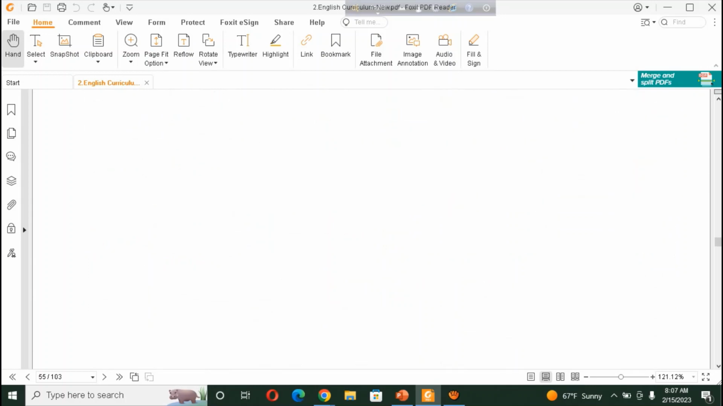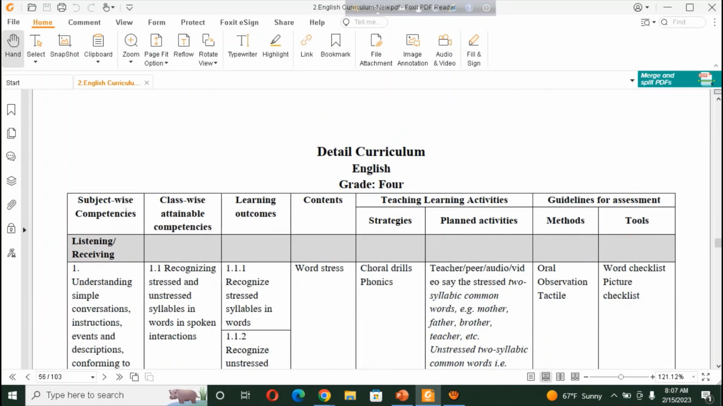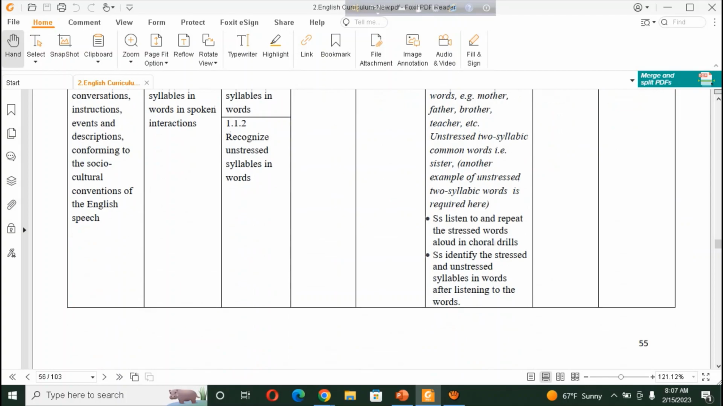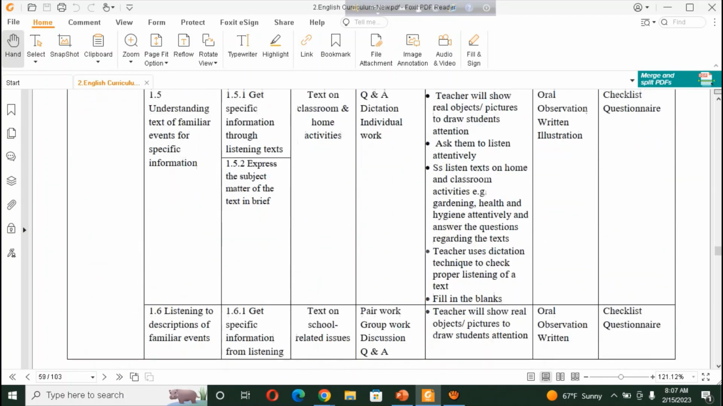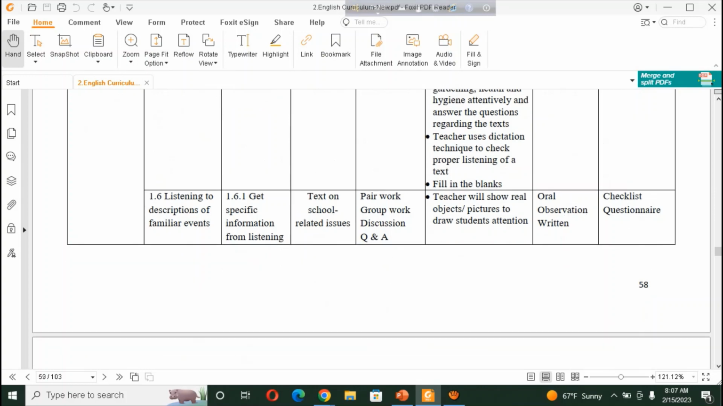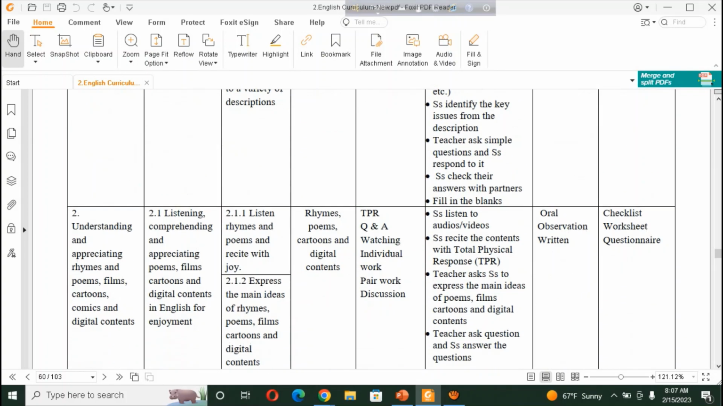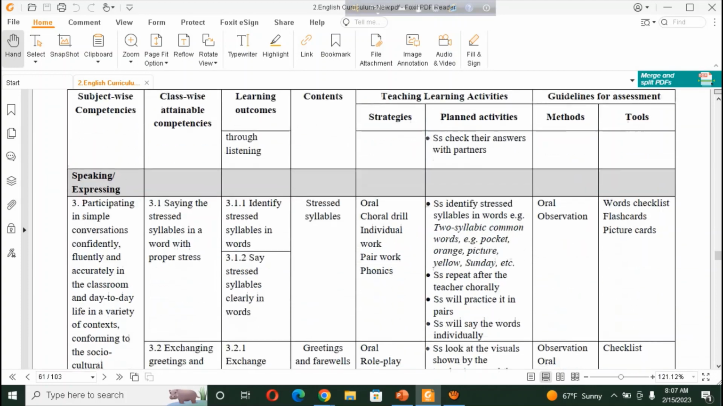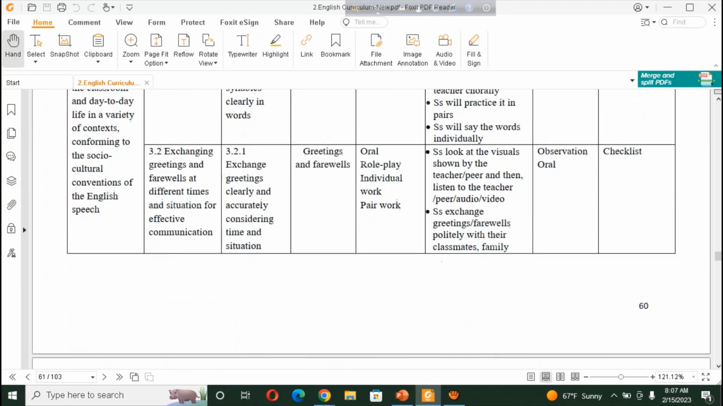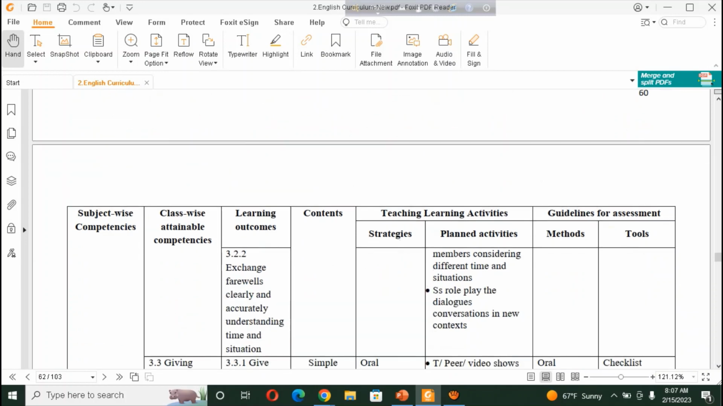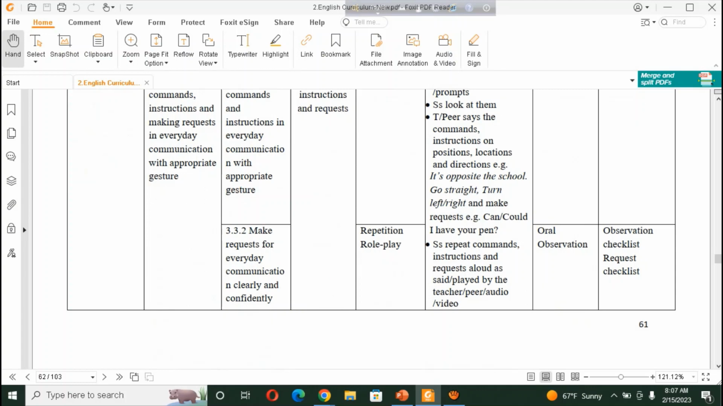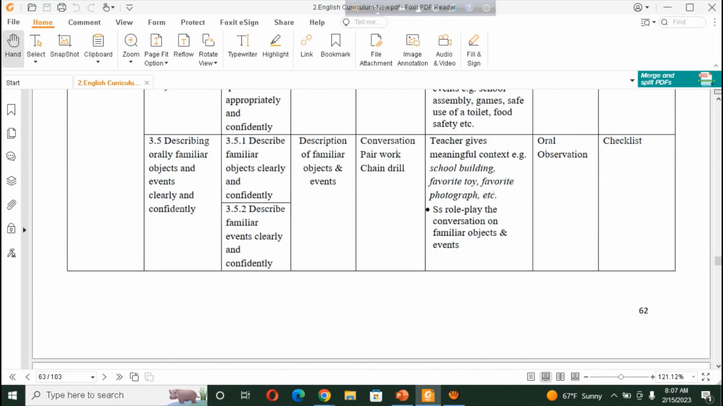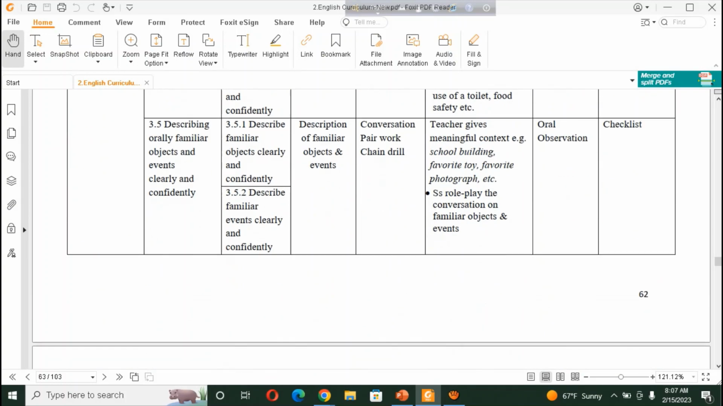Okay, these are the learning outcomes in grade 4. Here are also some learning outcomes, class-wise attainable competencies as designed here. Grade-wise specific information, in the upper grades it will be increased day by day. For this reason, competencies are designed according to their merits and ages.